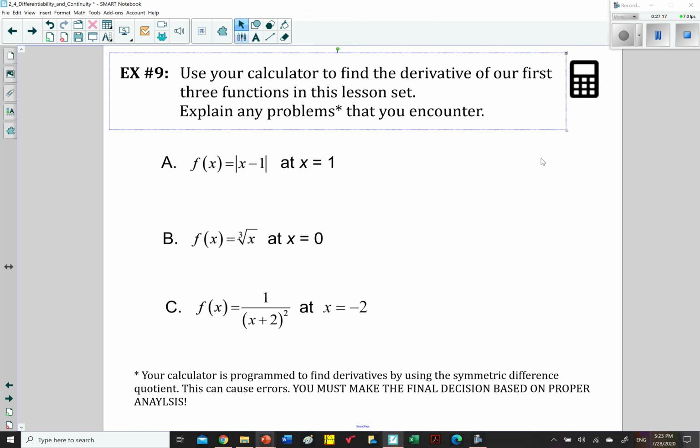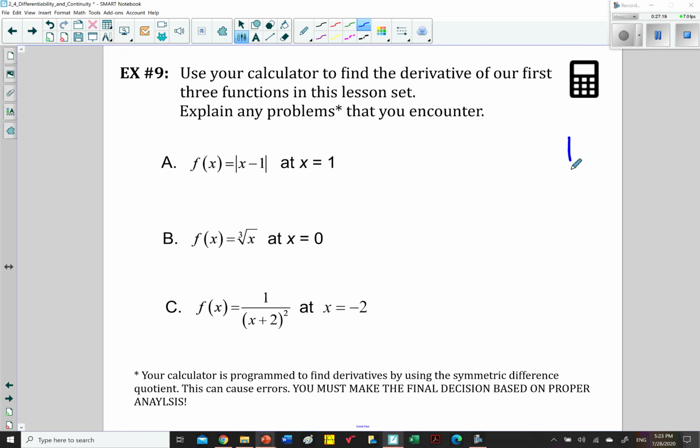So, you know, I love pictures. I know that x minus 1 absolute value looks like this. I know the cube root of x looks like this. And we've already seen 1 over x plus 2 quantity squared. It looks like this, and there is a break in the graph at -2.